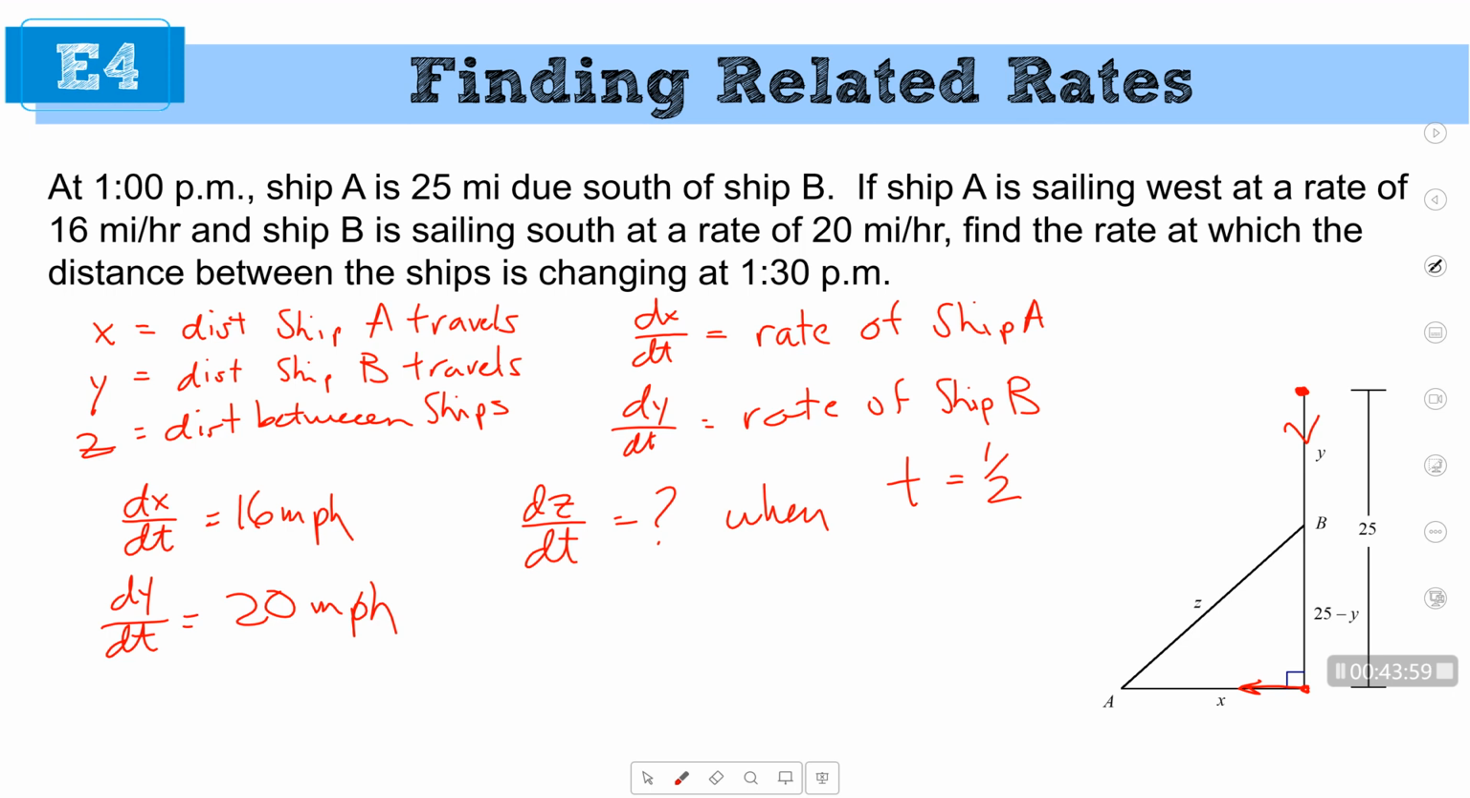Pythagorean theorem. Come on, kids, you got a right triangle here. X squared plus (25 minus y) quantity squared equals z squared. Now notice, I got a 25 minus y. Why 25 minus y? Because I defined y as the top part. So if y is how far the boat went south, then what's left to get to that starting point is 25 minus y. I assumed you're okay with that, yes?